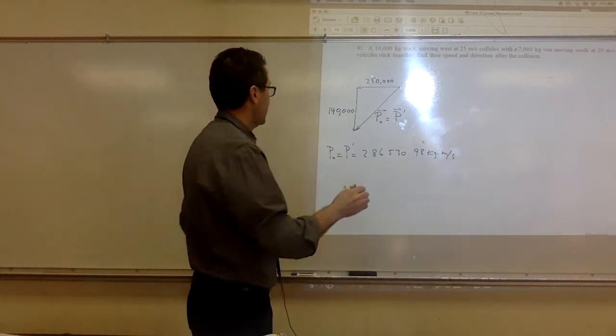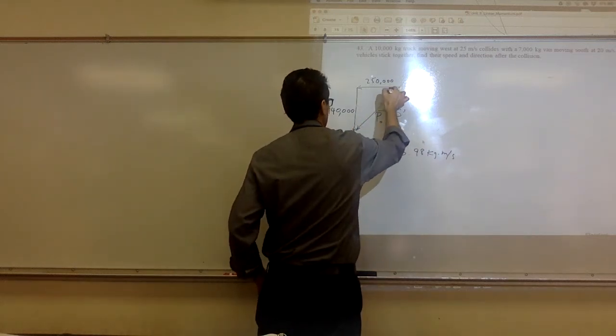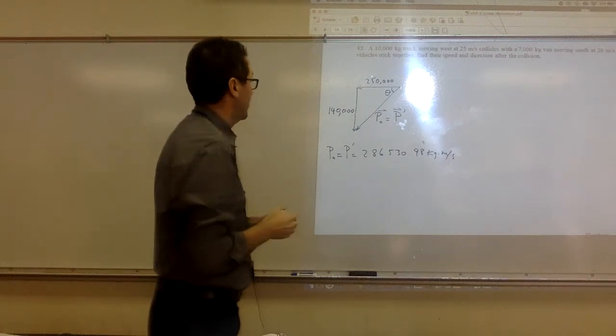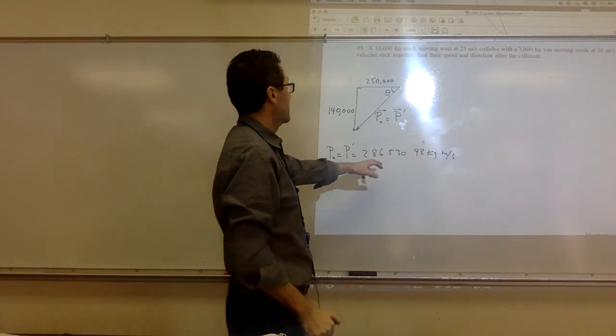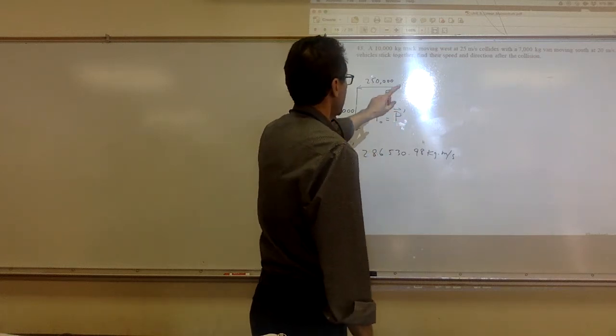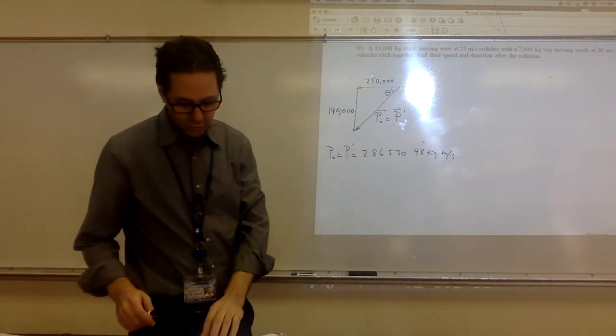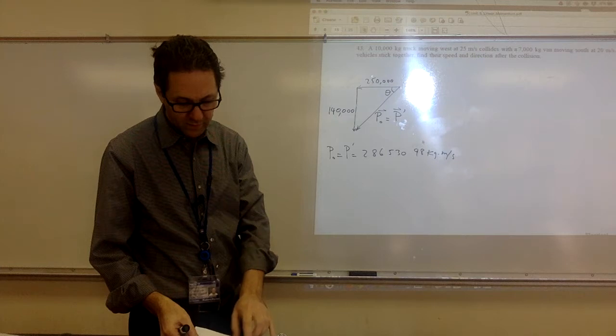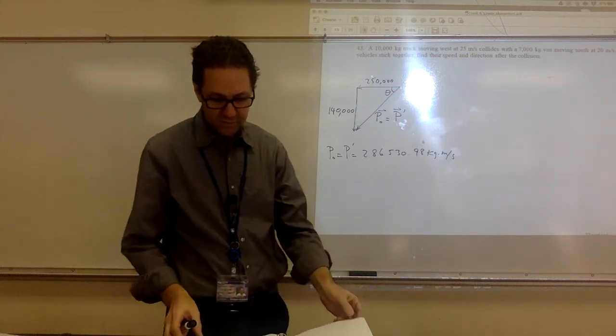All right, now to find the angle, you just have to figure out that angle by doing a simple trick. To find the speed, you just have to take this number and divide it by 17,000 when you combine the two masses together. And you should get about 16.85.